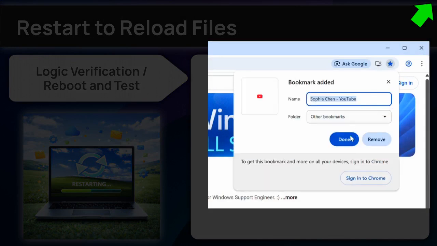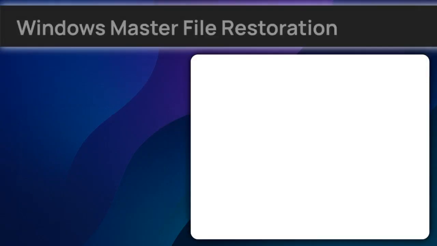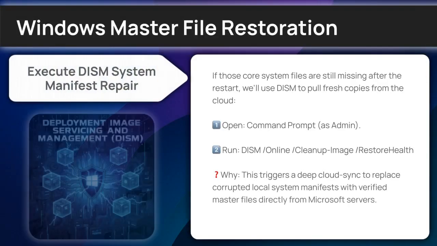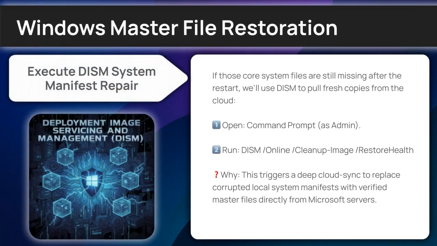If the software remains unresponsive after the reboot, we'll transition to manual environment synchronization. Feel free to pause the video during the sync process. If those core system files are still missing after the restart, we'll use DISM to pull fresh copies from the cloud. First, open command prompt as admin.